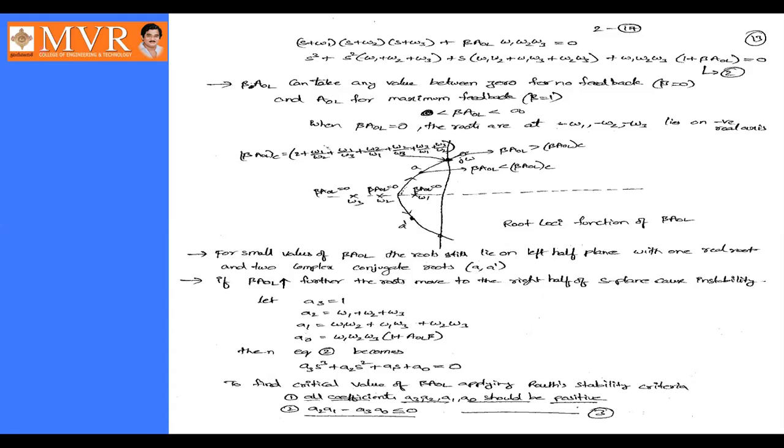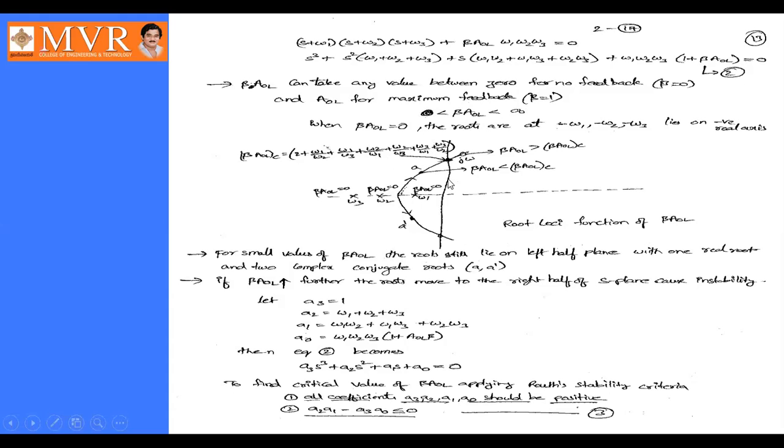So by considering this, beta is equal to 0 and beta is equal to 1. Beta is equal to 1 means it will be maximum feedback, and beta is equal to 0 means it will be zero feedback. Here you can observe that beta into AOL is going to lie between 0 and infinity. So we are going to observe this condition between 0 and infinity. We are going to observe when beta AOL is equal to 0. So this is the root locus function of beta AOL.